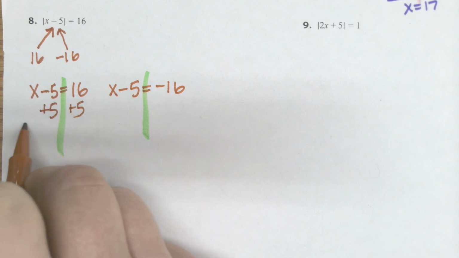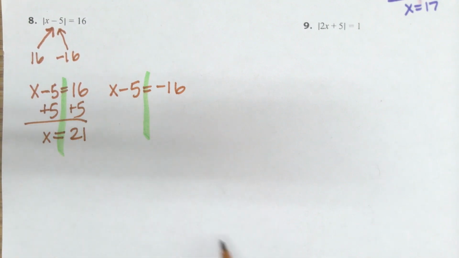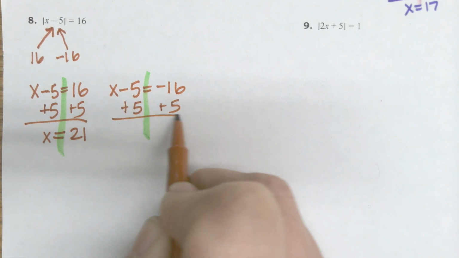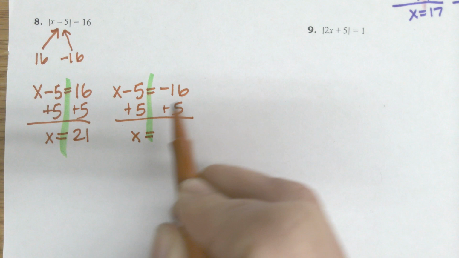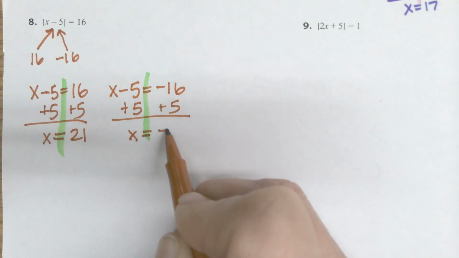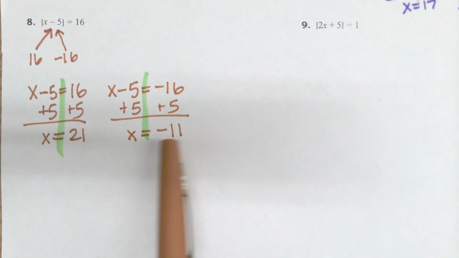Adding 5. Yep, so x is 21. Same thing over here, but now I'm doing negative 16 plus 5. It is negative 11. Yeah, nice. So my two solutions are 21 and negative 11.